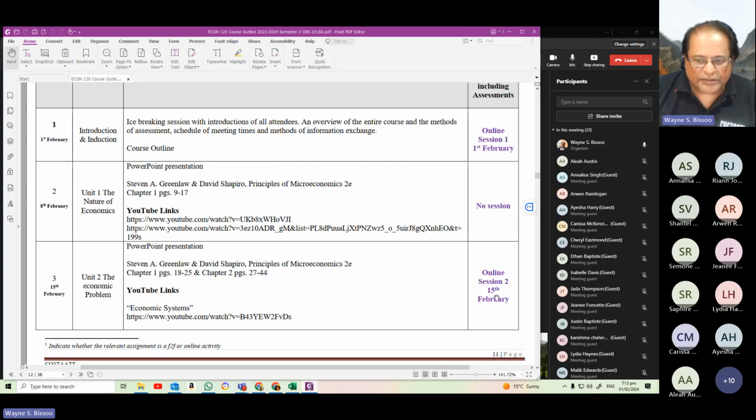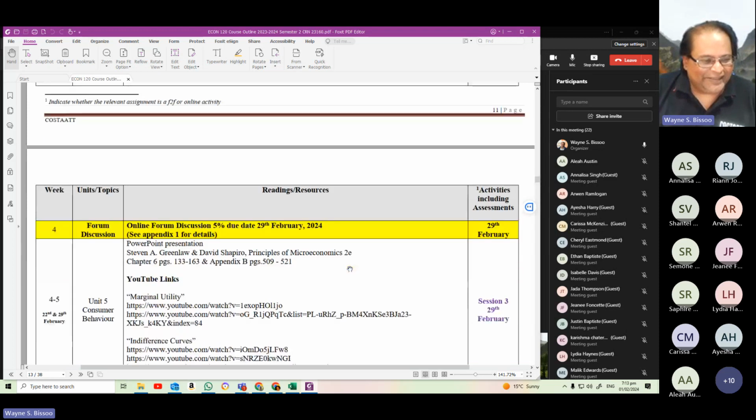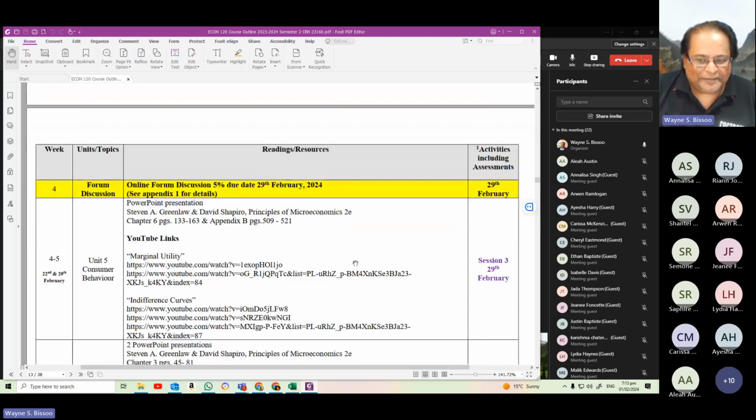So you'd see the planned sessions that we're having. Again, these are not carved in stone, they can change based upon the requirements of the class. So if you don't want to have a session on the 15th, you don't have to come, that kind of stuff. All right.